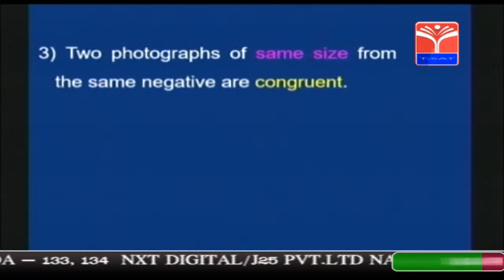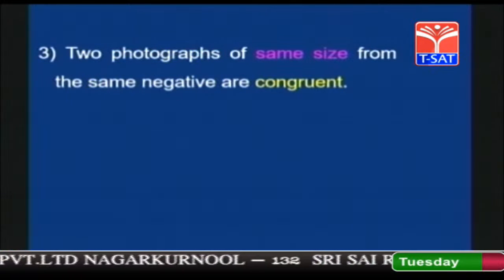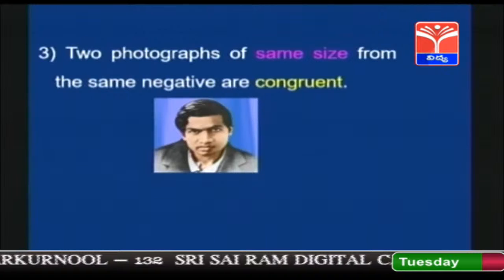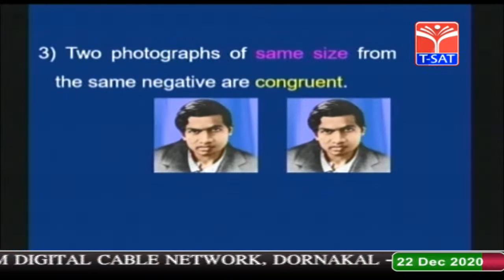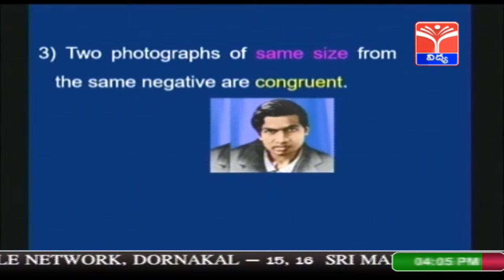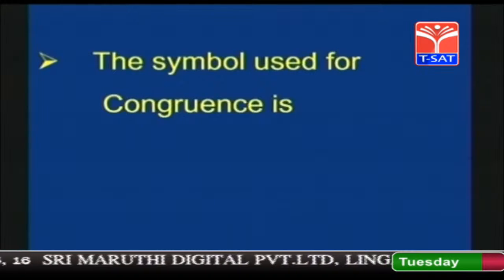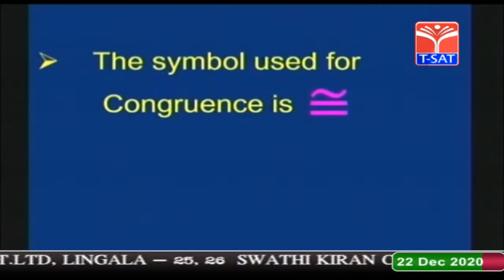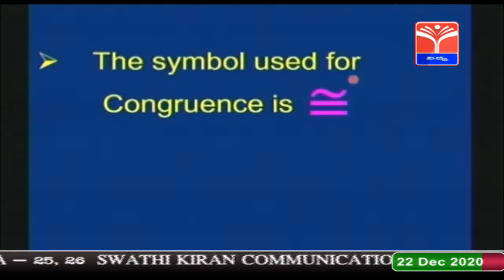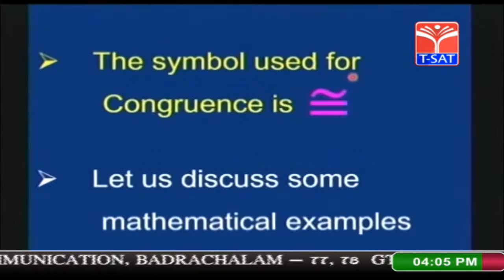Now see, two photographs of the same size from the same negative are congruent. See, this is the first photograph and this is the second photograph of the same size, and see here they overlap each other exactly, hence they are congruent. The symbol used for congruence is this; this is the symbol we use to denote congruence. Let us discuss some mathematical examples.